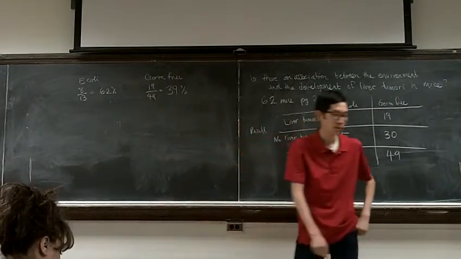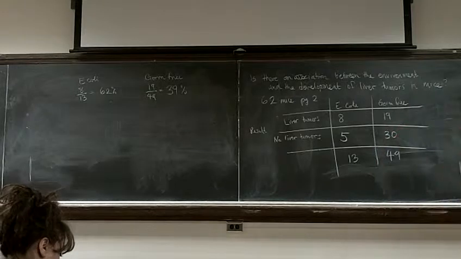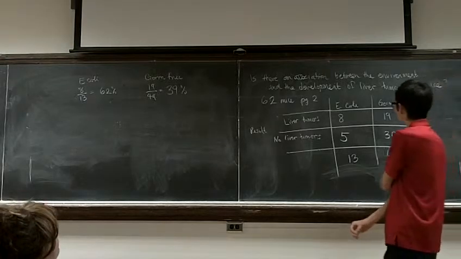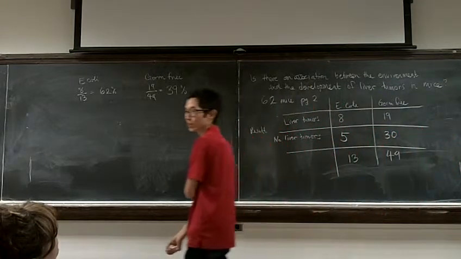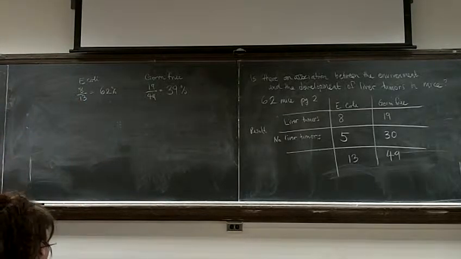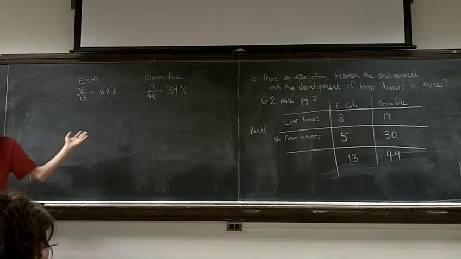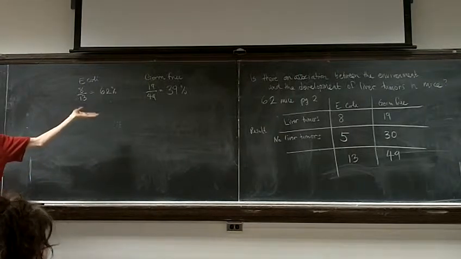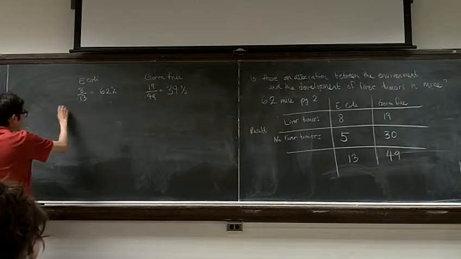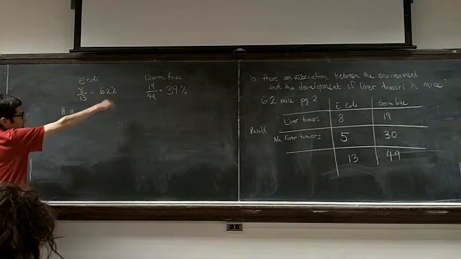Alright. So, based on what we see here, what would we say? There's an association between the environment and the development of liver tumors in mice. Yes, no? And what seems to be going on? It seems that exposure to E. coli increases the rate or risk of liver tumors. Would we kind of agree with that? It appears that way, right? Okay, so we say 62% is bigger than 39%.